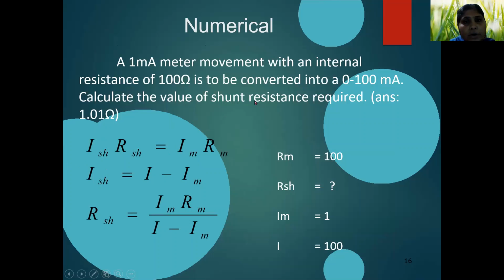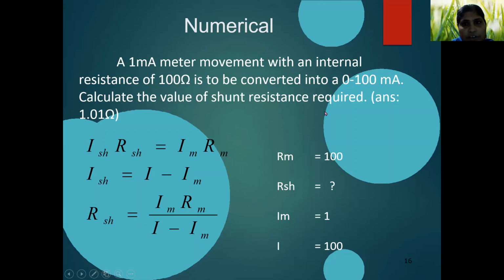Let us take a numerical. A 1 milliampere meter movement with an internal resistance of 100 ohm is to be converted into 0 to 100 milliampere. Calculate the value of shunt resistance required. So we can apply the formula: shunt resistance equal to IM RM upon I minus IM. What is the value of RM? The value of internal resistance of the meter is 100 ohm. So RM equal to 100 ohm.